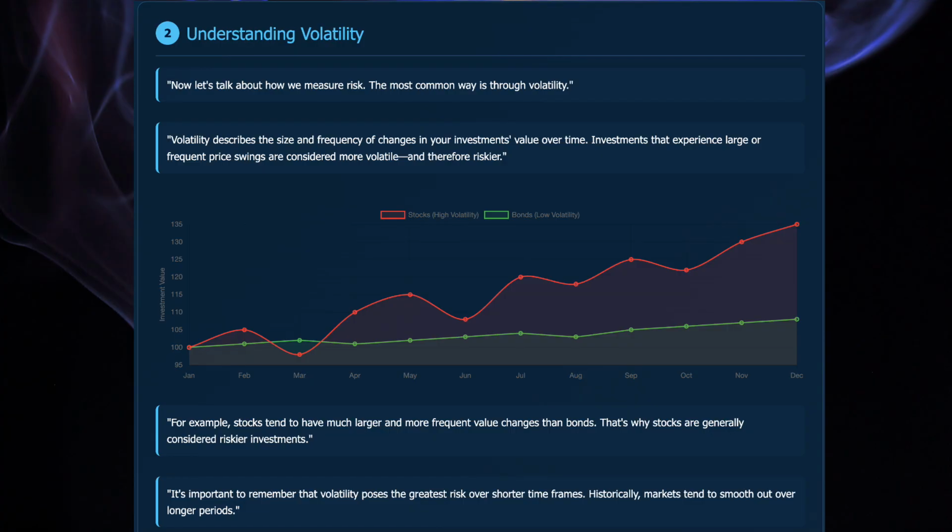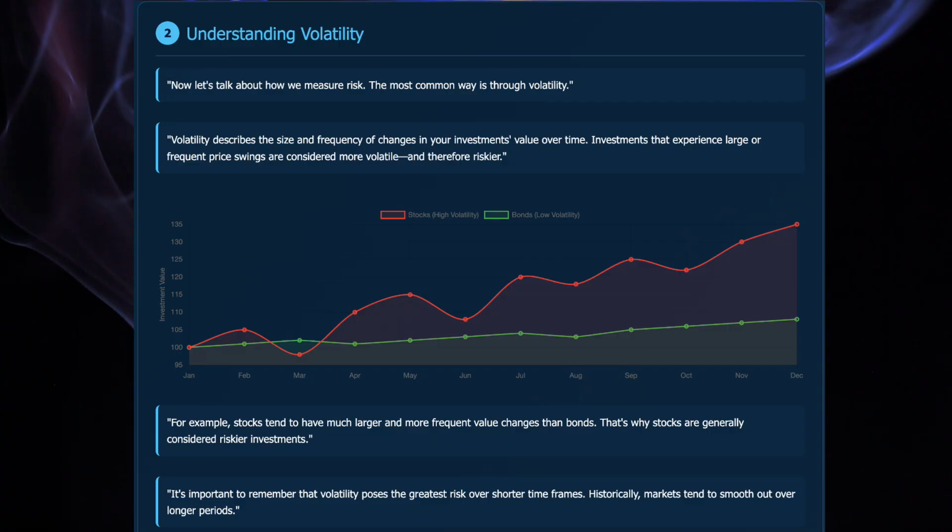Visual cue. Display chart comparing the smooth line of bonds versus the jagged line of stocks. For example, stocks tend to have much larger and more frequent value changes than bonds. That's why stocks are generally considered riskier investments. It's important to remember that volatility poses the greatest risk over shorter time frames. Historically, markets tend to smooth out over longer periods, which is why time horizon is such a critical factor in investment planning.